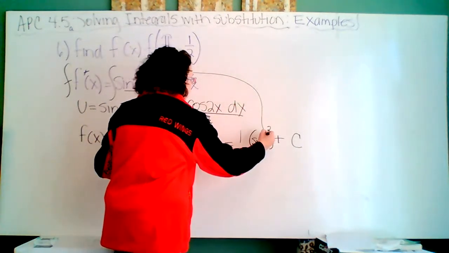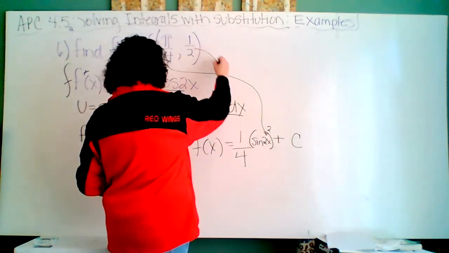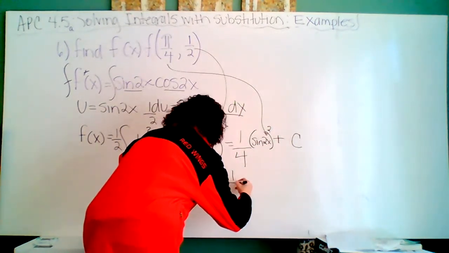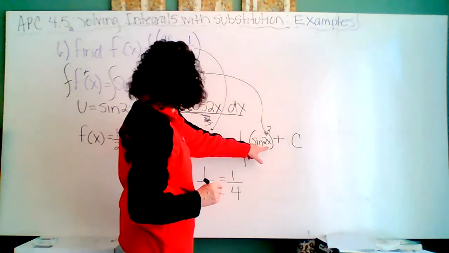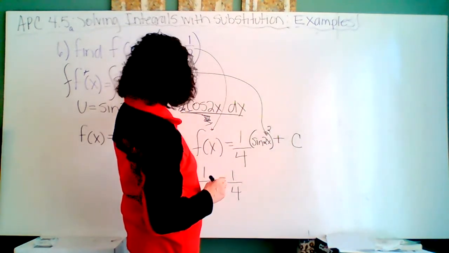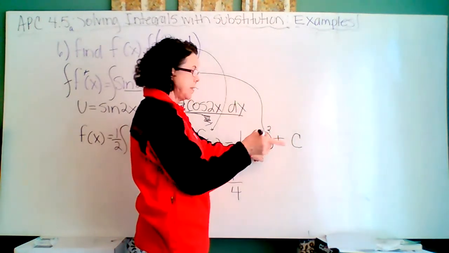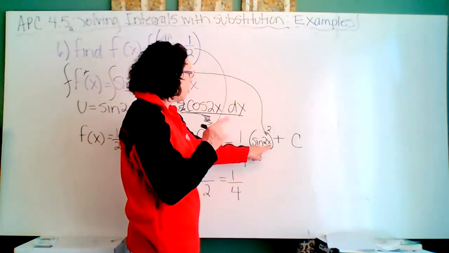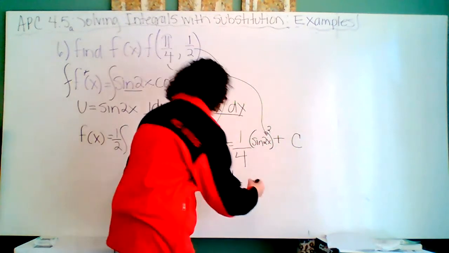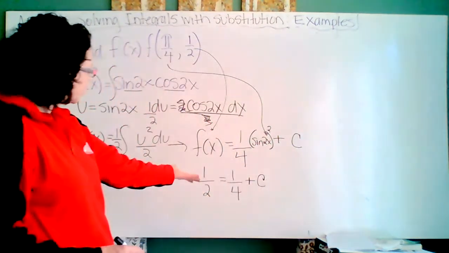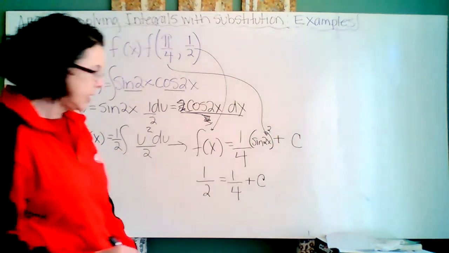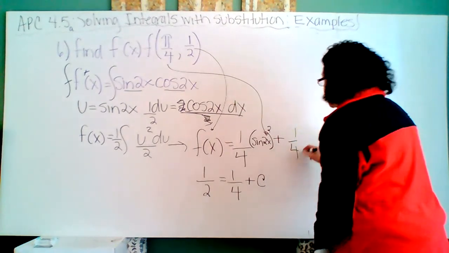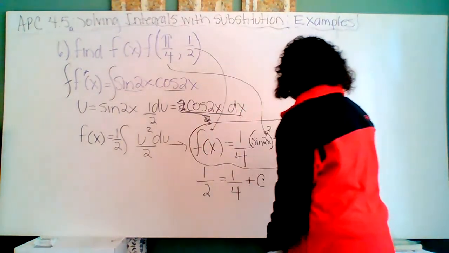They're saying when x is pi over 4, the output is 1/2. So 1/2 equals 1/4 times... let's find that c. When I put a pi over 4 right here, 2 times pi over 4 is pi over 2. Sine of pi over 2 is 1. 1 squared is 1. So I just have 1 times 1/4 plus c. And you can see, what would I add to 1/4 to get 1/2? I would add a 1/4. And so my final answer, though there are a few variations you might see, is right here.